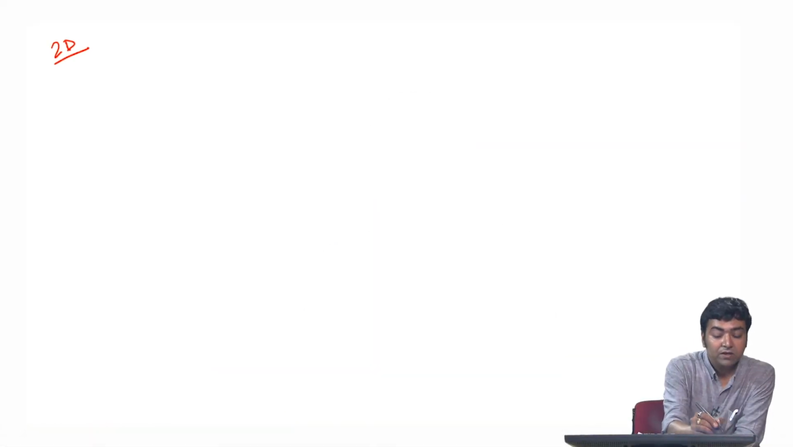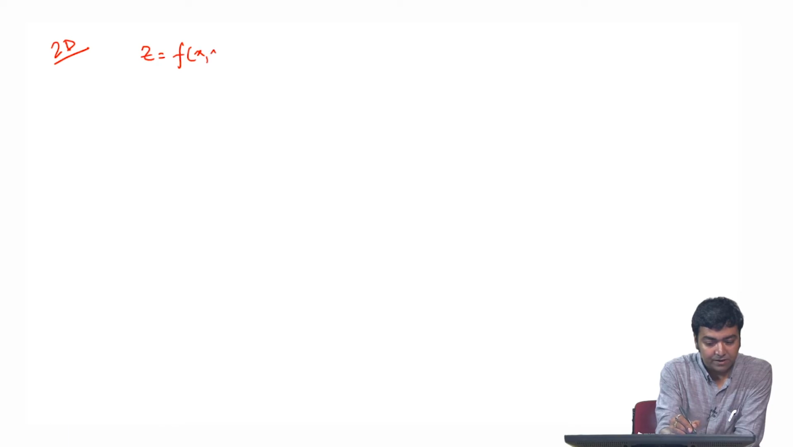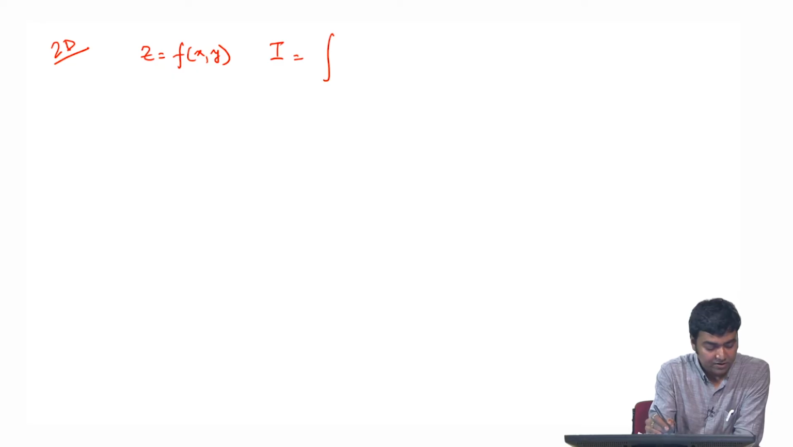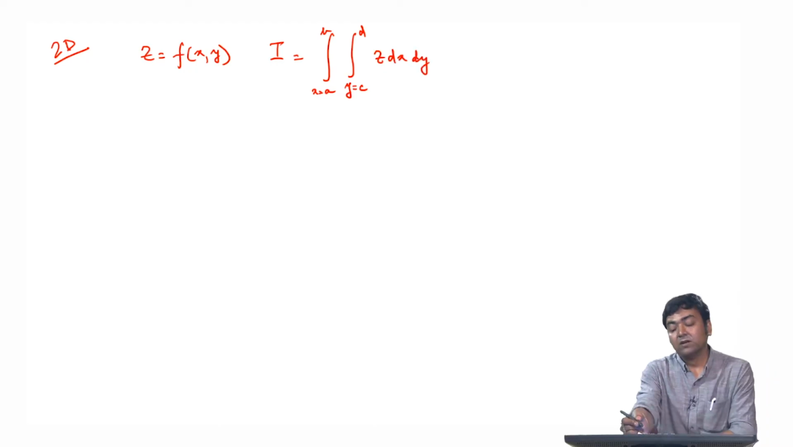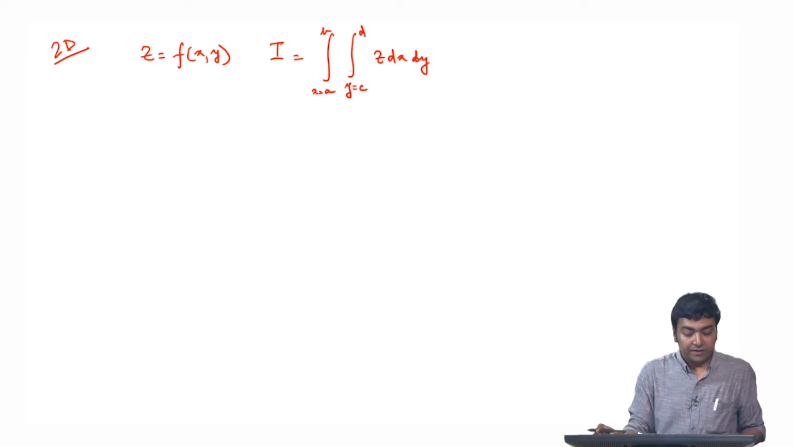Now, what happens if I have a two-dimensional function? For example, now I am moving on to 2D. Suppose I have a function z, which I am calling a function of two variables x and y, and I want to compute this integral: x equals a to b, and then y equals c to d, z dx dy. So, one can use the same thing.